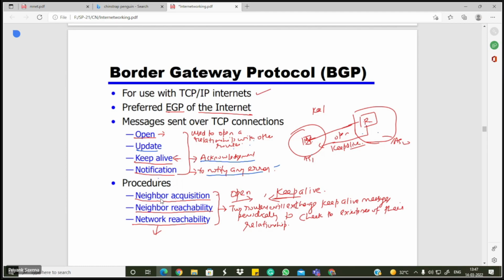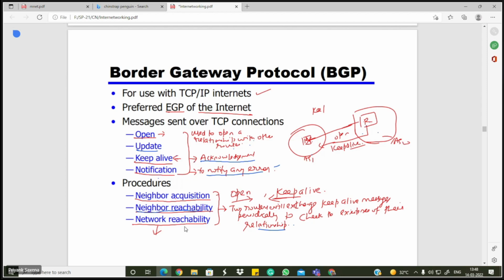So it sends an open message. In return, it gets a keep alive message to say that their relationship exists, and a keep alive message is exchanged on a regular basis between the two routers to check whether the neighbor is available or not. So that is called neighbor reachability. The two routers will exchange keep alive messages periodically to check the existence of their relationship, right?